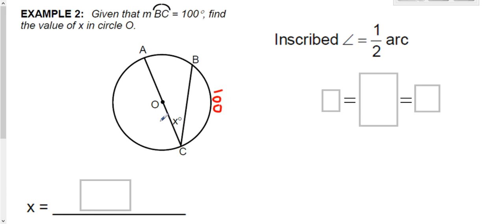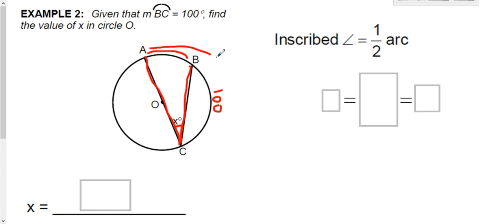We want to know x here, and x is the measure of this angle right here. So we look and see where is its intercepted arc, because we know now that the angle is half the arc. Well, here's the arc. We don't know what it is right now. But we learned before that what?